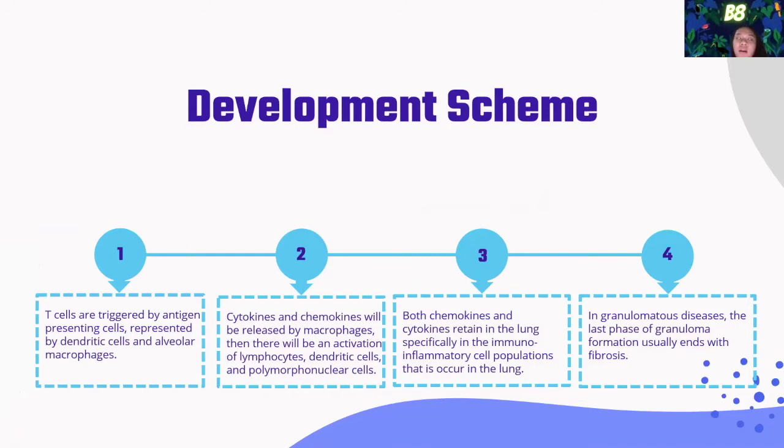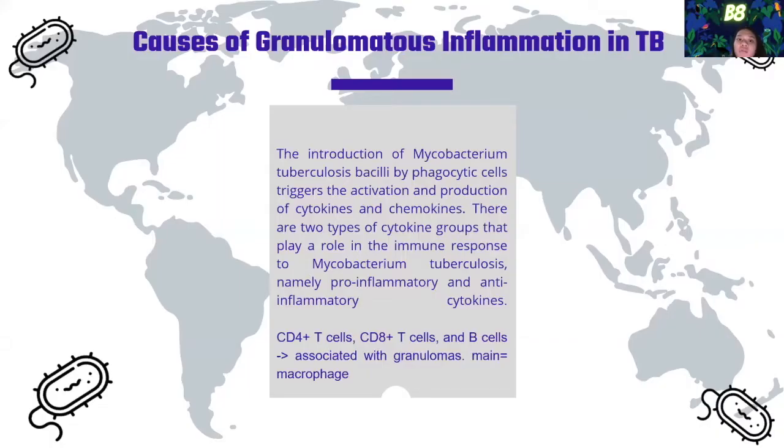The second step is that cytokines and chemokines will be released by macrophages. Then there will be an activation of lymphocytes, dendritic cells, and polymorphonuclear cells. The third step is that both chemokines and cytokines are retained in the lung, specifically in the immunoinflammatory cell population that occurs in the lung. And the last step is that in granulomatous diseases, the last phase of granuloma formation usually ends with fibrosis. That's all for the development of granulomatous inflammation in tuberculosis. Next will be delivered by my friend.